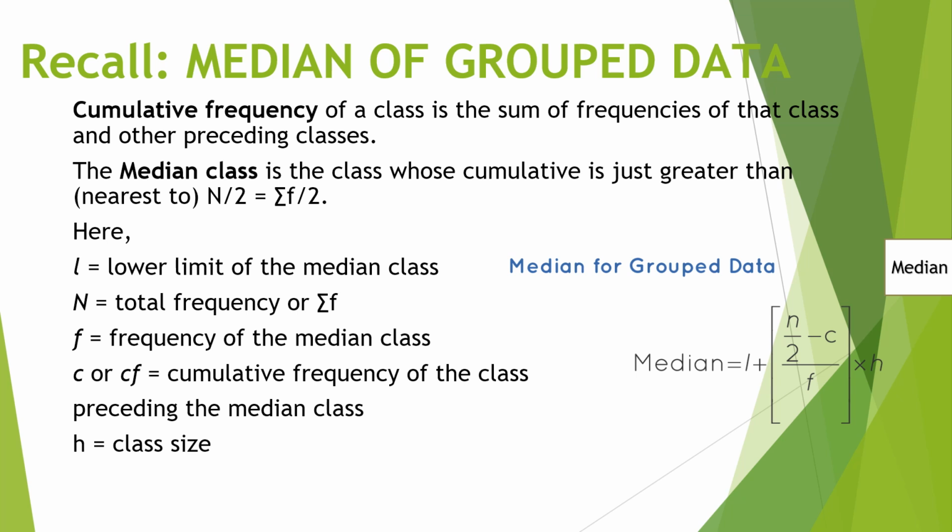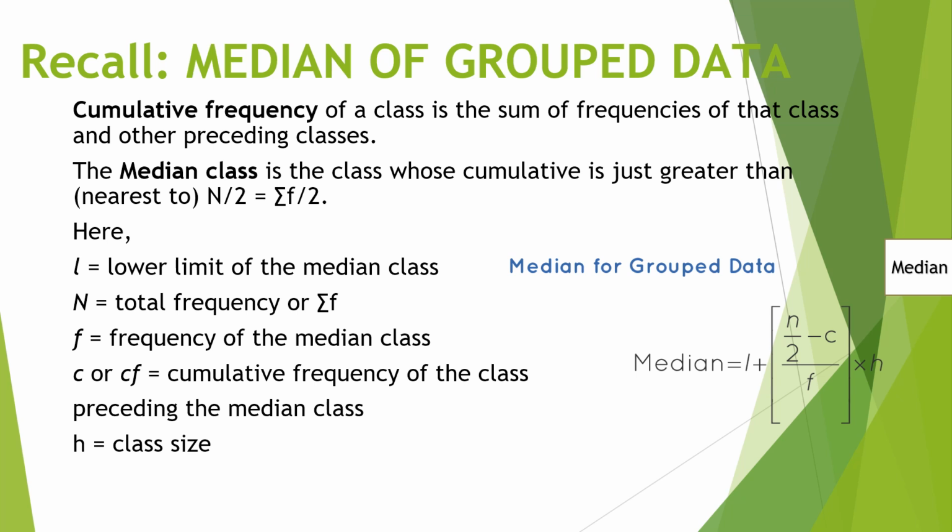Now, the formula to find the median is L plus (n by 2 minus C) upon f, into h. So first thing is we have to find the cumulative frequency. What is cumulative frequency? Cumulative frequency of a class is the sum of frequencies of that class and the other preceding classes. The median class is the class whose cumulative frequency is just greater than, or nearest to, n by 2. What is n? n is sigma f, the total frequency.